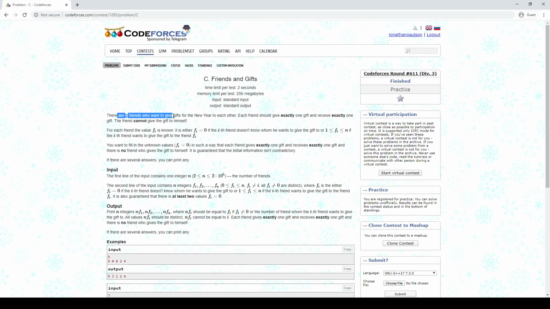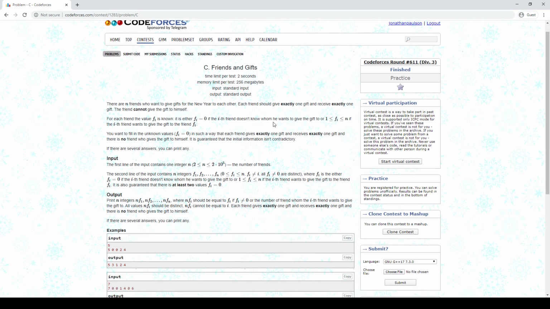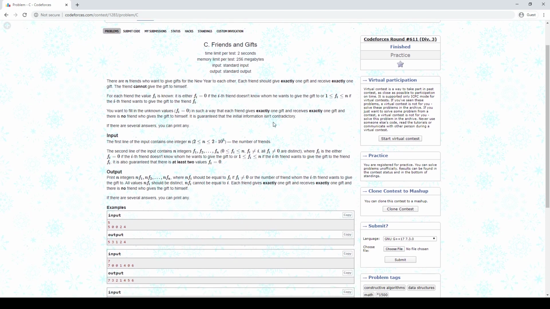So n friends want to give gifts for the new year. Give one, receive one. Can't give to yourself. It's a secret Santa situation. Either he knows who he wants to give the gift to, or he doesn't know yet. So fill in the unknown values such that everyone gives and receives exactly one gift, and no one gives a gift to himself. So there's at most 200,000 friends.